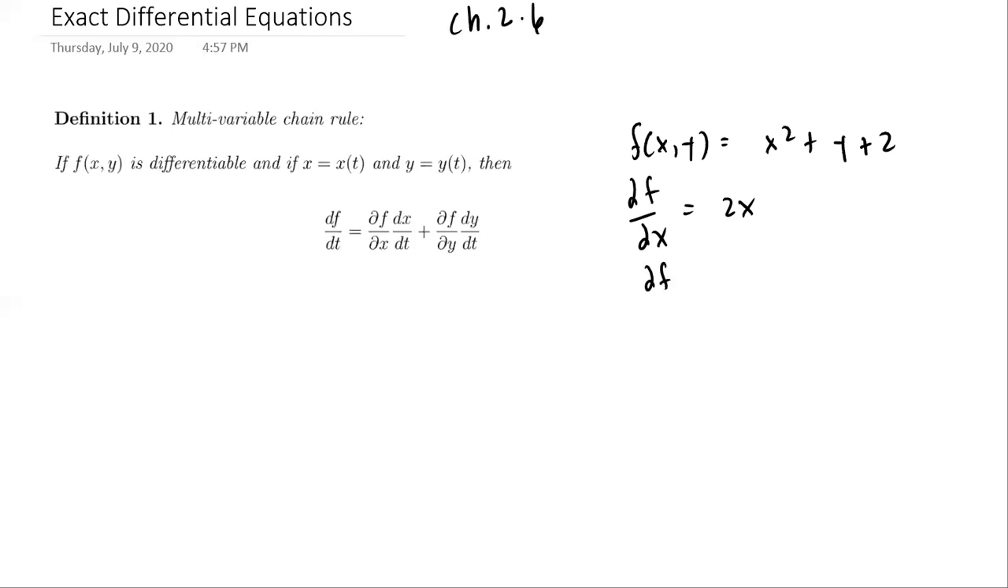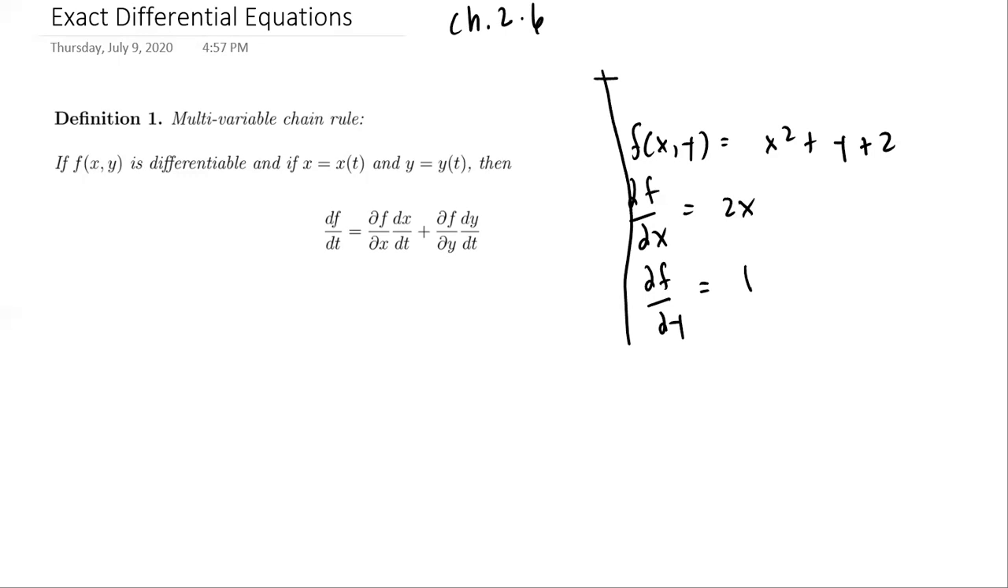Similarly, partial f, partial y, take the derivative as you would normally with respect to y, treat every other variable as a constant. So in this case, for our purposes, x squared is a constant, so its derivative with respect to y is 0, the derivative of y with respect to y is 1, and the derivative of 2 with respect to y is, well, 2 is a constant, so that's 0. So we know how to do all these things.